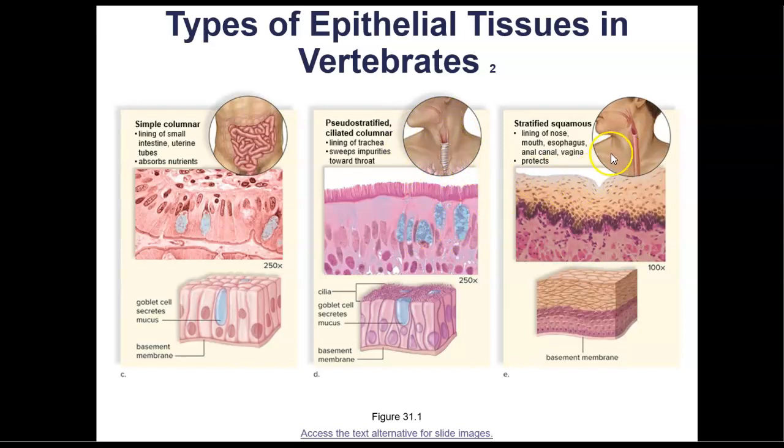And then stratified squamous is found in the upper layer of skin called the epidermis. It also is going to line openings that open to the exterior, to the outside. So the nose, mouth, esophagus, anal canal, and vagina are all lined with stratified squamous epithelial tissue, layers of flattened cells.